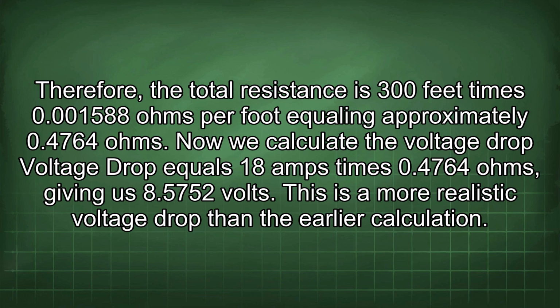0.4764 ohms. Now we calculate the voltage drop. Voltage drop equals 18 amps times 0.4764 ohms, giving us 8,5752 volts. This is a more realistic voltage drop than the earlier calculation.